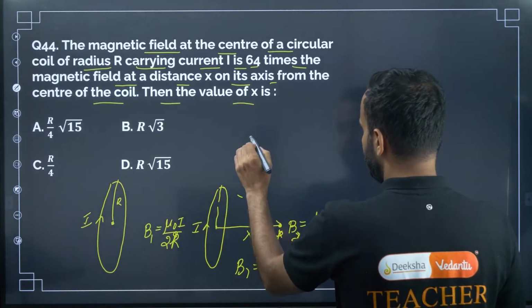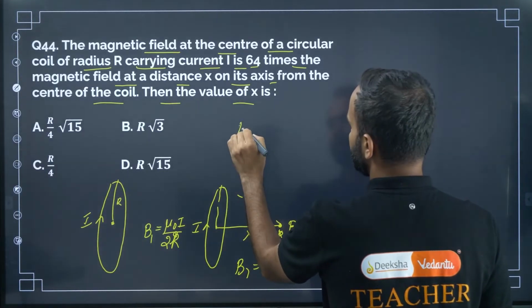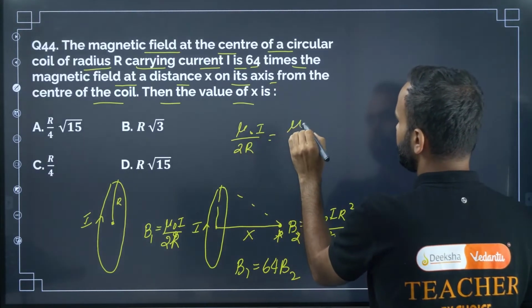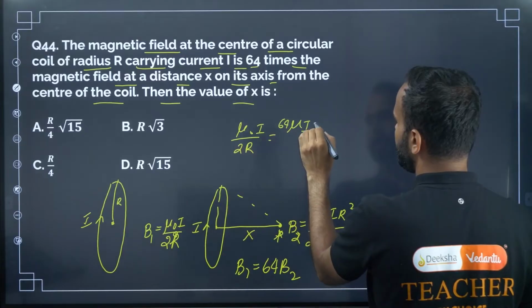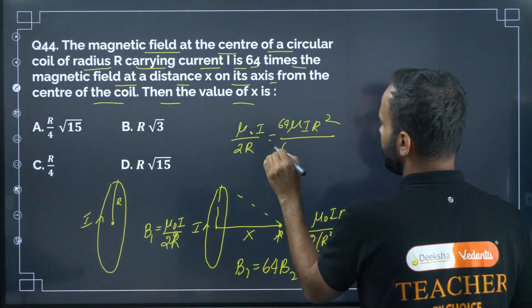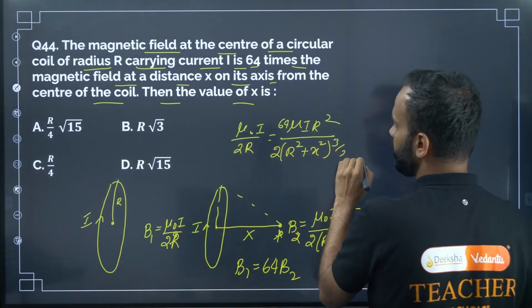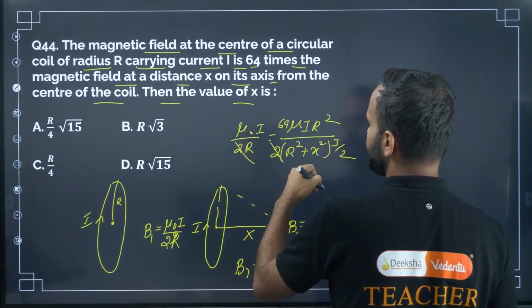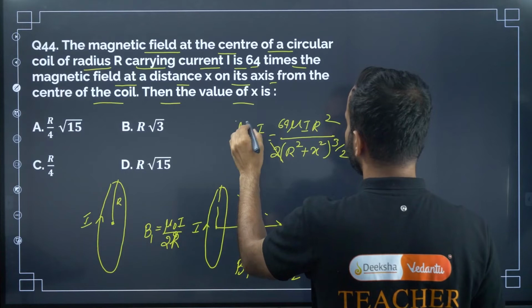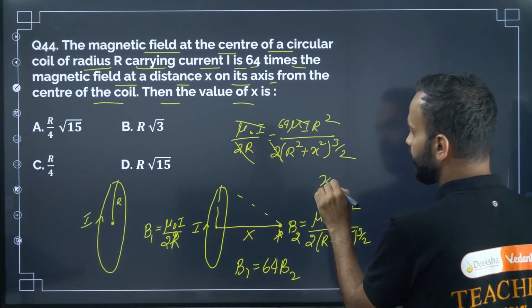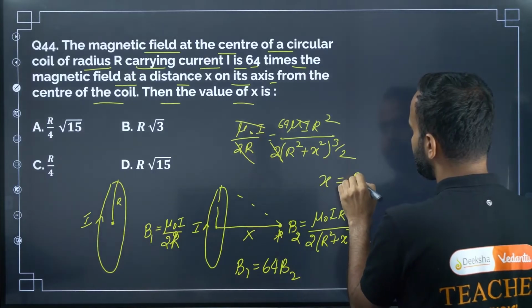So now B1, mu naught I divided by 2r, is equal to 64 times mu naught I r square divided by 2 into r square plus x square to the power 3 by 2. So now 2 will get cancelled, right? And then mu naught I will get cancelled. So now solve this, you will get x equal to r into root 15.